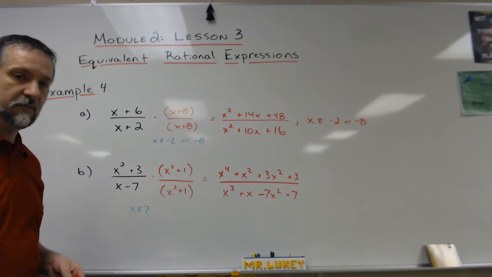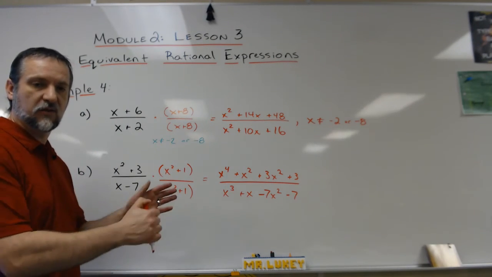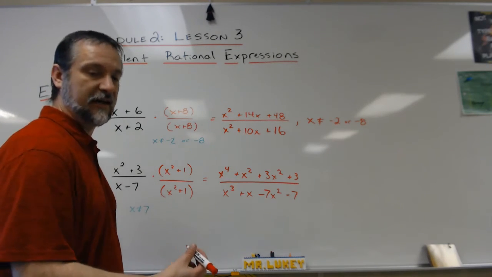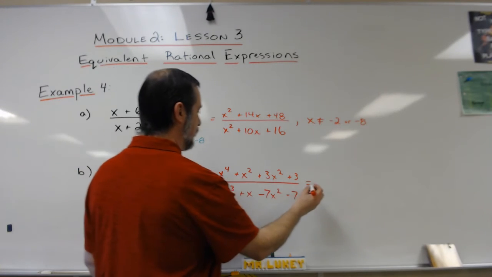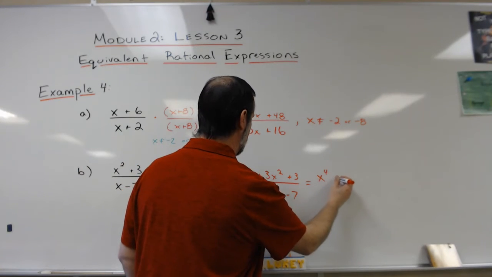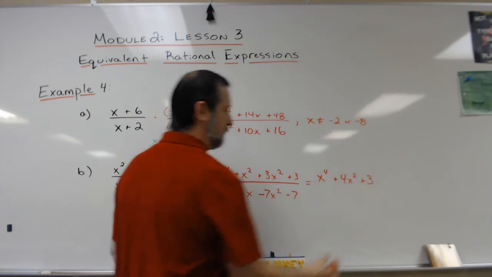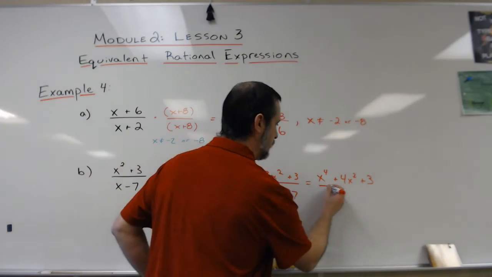Am I simplified as much as I can? No. Am I written in the proper order of polynomials, from the highest degree, highest exponent, to the lowest? No. So there's a couple things I can do to tidy this up. I can combine the x squared, so x to the power of 4 plus 4x squared plus 3, so that is the most simplified version of this one.